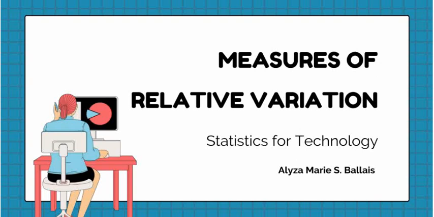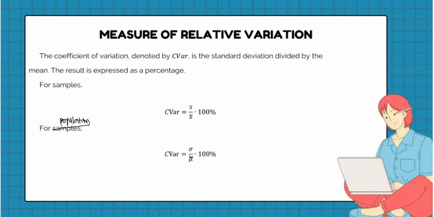Okay, so we are going to continue. After measure of relative position, we also have the measure of relative variation. And then for measure of relative variation, I can introduce you to one of the measures of relative variation, which is the coefficient of variation.